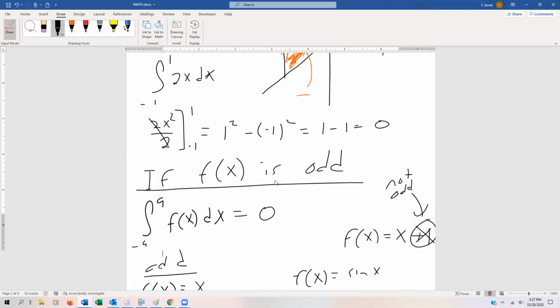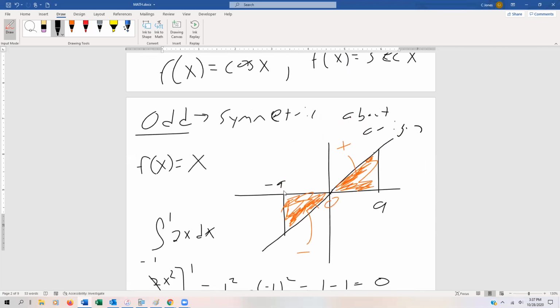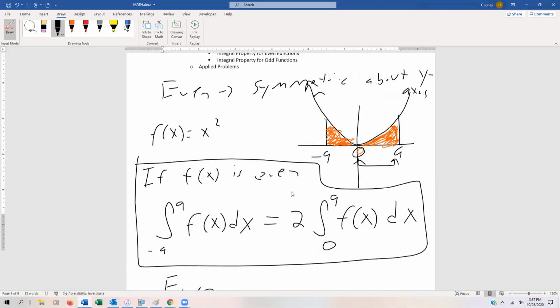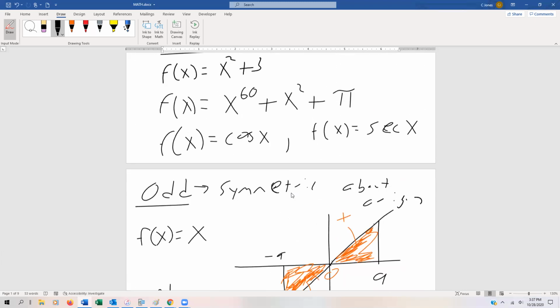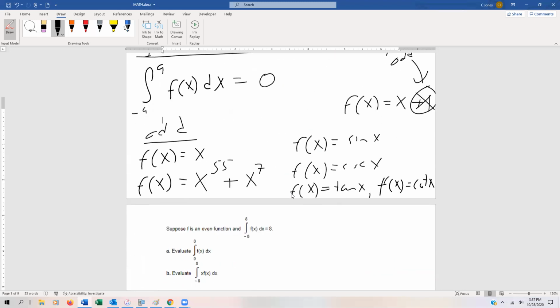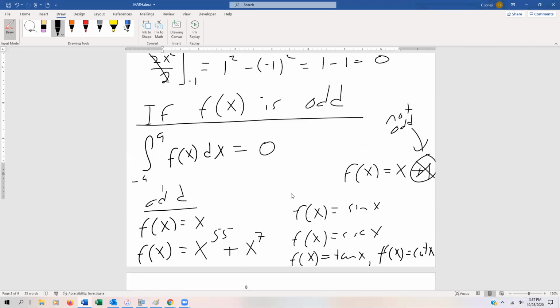All right, so hopefully this helps you to see these properties of even and odd, and also to review what it means to be an even function and an odd function. And so in the next video, all we're going to do is take a look at some applications as to how we could implement these properties and where they might be useful.